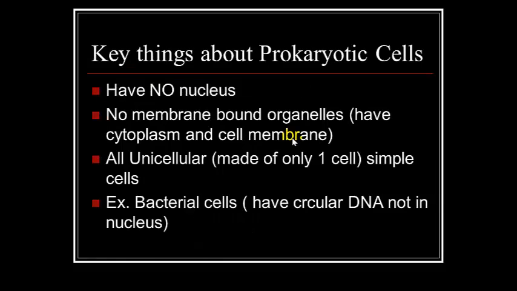All right, these are some key things that you want to remember about prokaryotic cells. They have no nucleus. You may not know what a nucleus is as of yet, but you will soon. They have no membrane-bound organelles, but they do have cytoplasm and cell membrane. They're all unicellular, which means they're only made of one cell. They're very simple cells, they're not complex. And an example, like I said earlier, are bacterial cells.